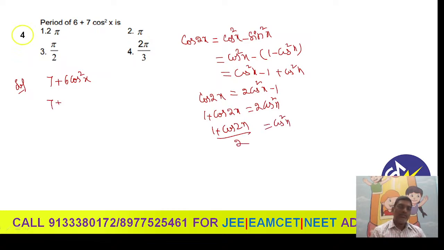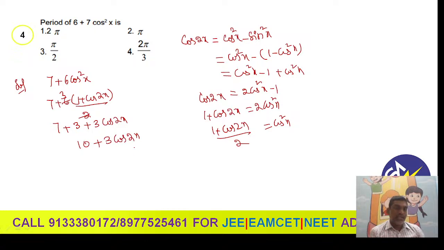So 6 plus 7 times 1 plus cos 2x divided by 2. Here 6 times 1 plus cos 2x divided by 2, and 2 will go 3 times. So 7 plus 3 plus 3 cos 2x. 7 plus 3 is 10. So 10 plus 3 times cos 2x.